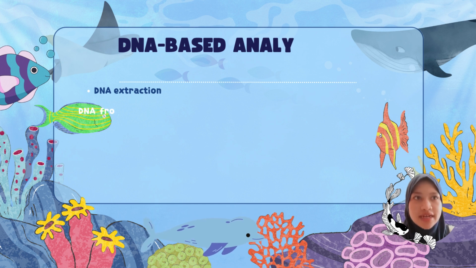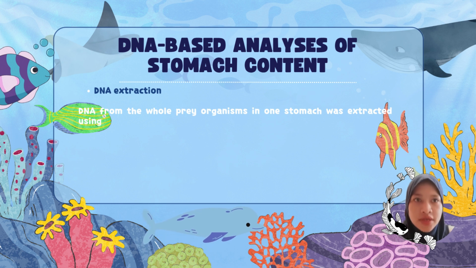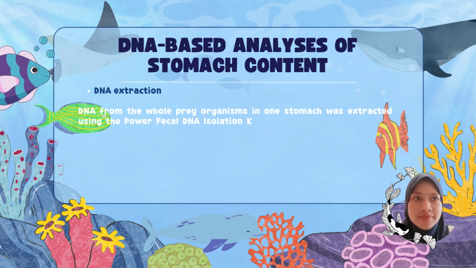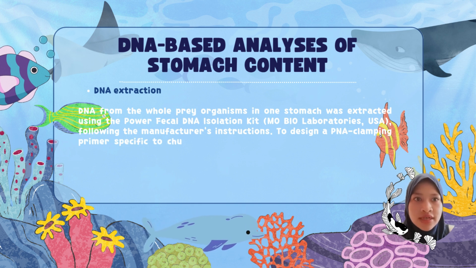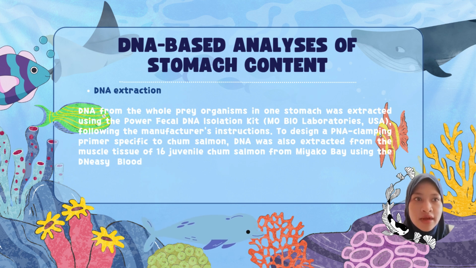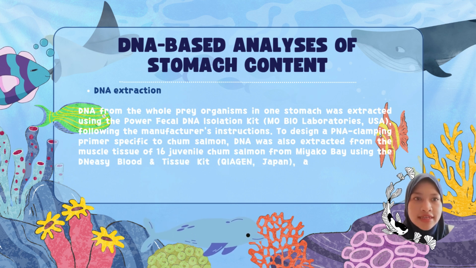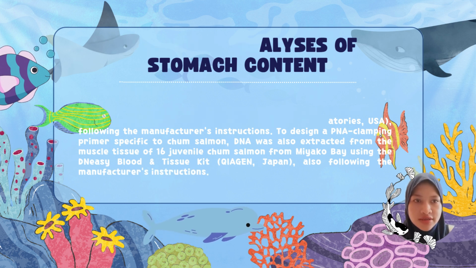Next, DNA-based analysis of stomach content. The first point is DNA extraction. DNA from the whole prey organisms in one stomach was extracted using the PowerSoil DNA isolation kit, following the manufacturer's instructions. To design a PNA clamping primer specific to chum salmon, DNA was also extracted from the muscle tissue of 16 juvenile chum salmon from Miyako Bay using the DNeasy Blood and Tissue kit, also following the manufacturer's instructions.